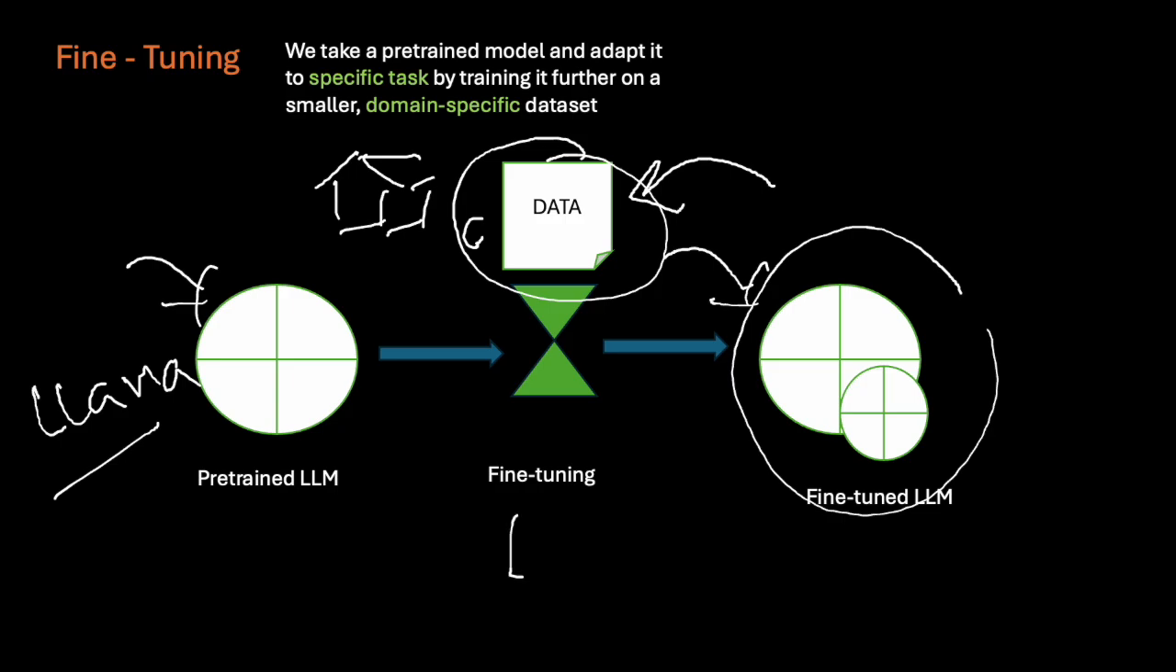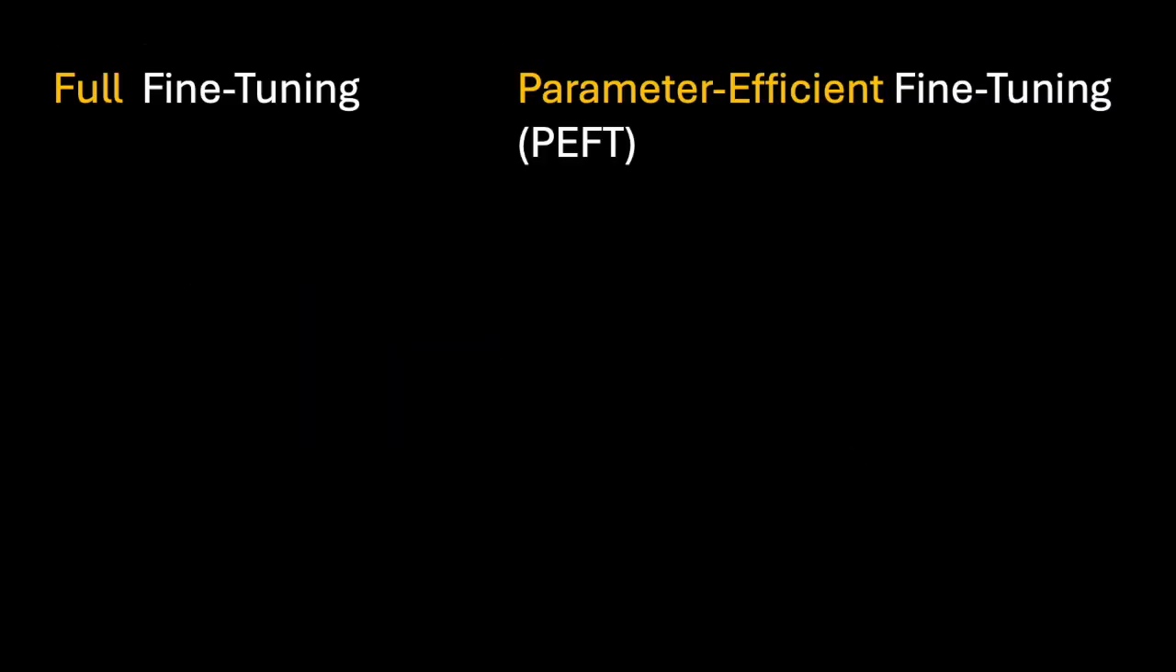Now we can do this fine-tuning in multiple ways. We have full fine-tuning, we can do parameter-efficient fine-tuning, we can do fine-tuning with the use of adapters. In this module, we are going to look at how we can do this fine-tuning in a more efficient way using LoRA, which is low-rank adaptation, and using QLoRA, which is quantized low-rank adaptation. So let's move forward.